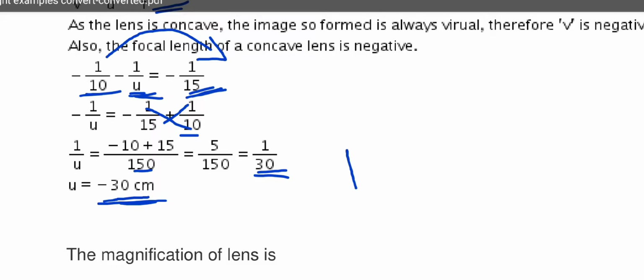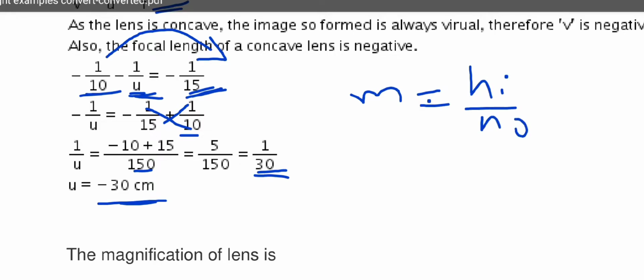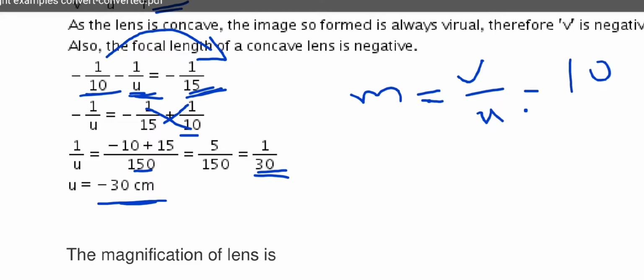So magnification is easy in the case of lens. M is equal to hi divided by ho is equal to v divided by u. We know v by u, so directly we will take m is equal to v by u. V is how much? 10. Okay, minus 10 divided by u, minus 30. So minus minus cancels. So 1 by 3.